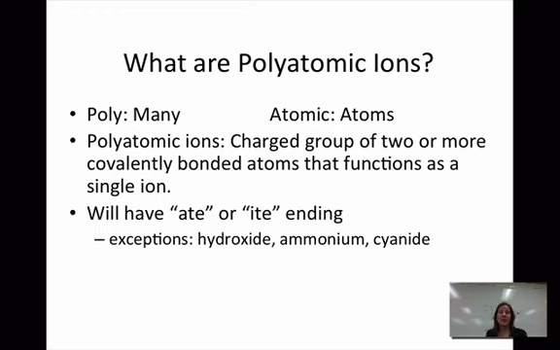Okay. They're going to end in "ate" or "ite." Generally, there's a couple exceptions, but if you see, so far our ions are either the name of the element or they end in "ide." So the way you'll differentiate between these and periodic table ions is that they're going to end in "ate" or "ite." Three exceptions: hydroxide, ammonium, and cyanide, which you just have to memorize.